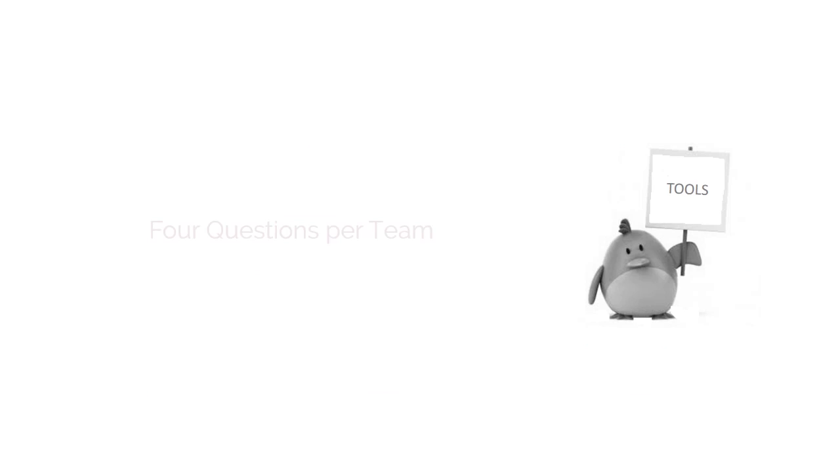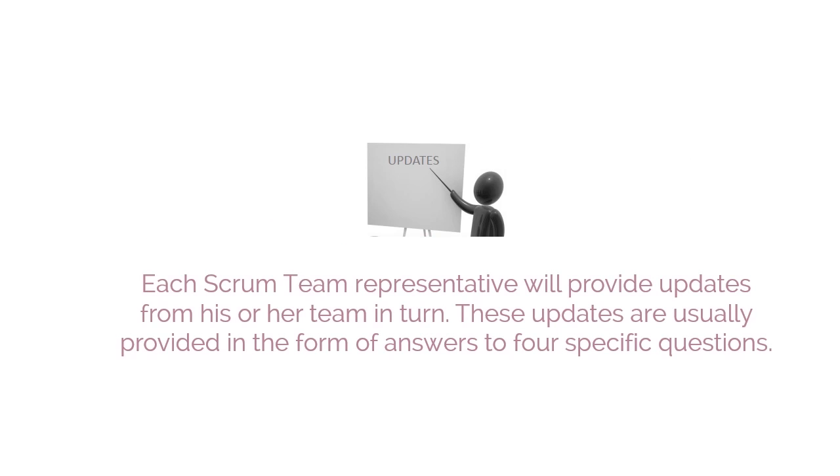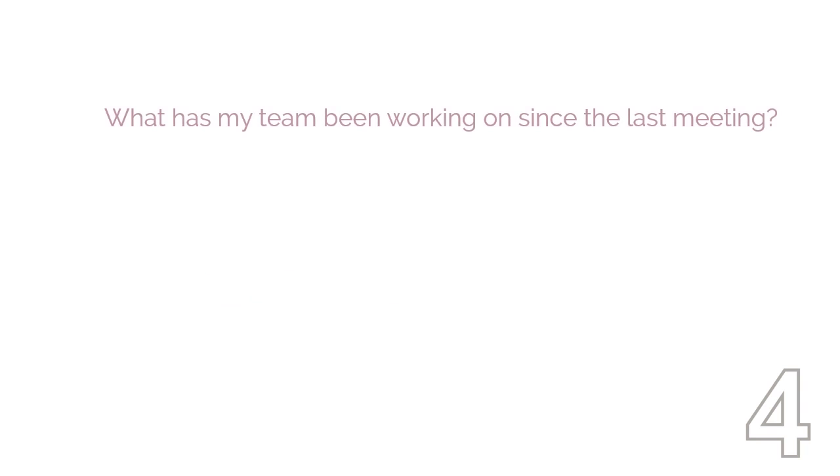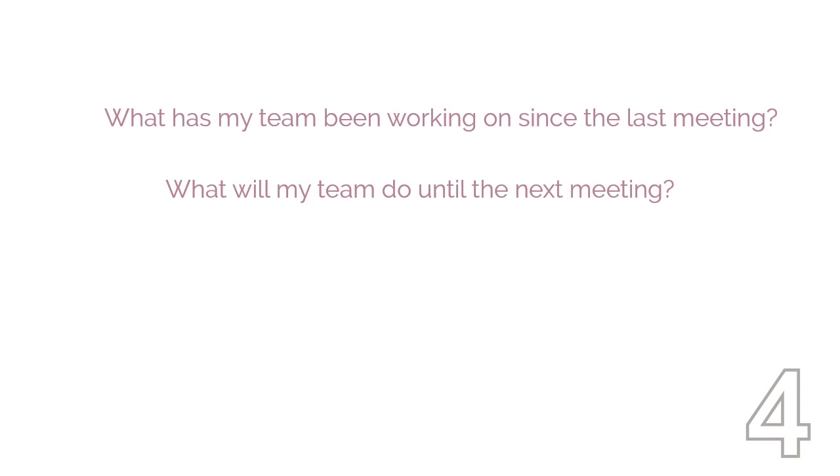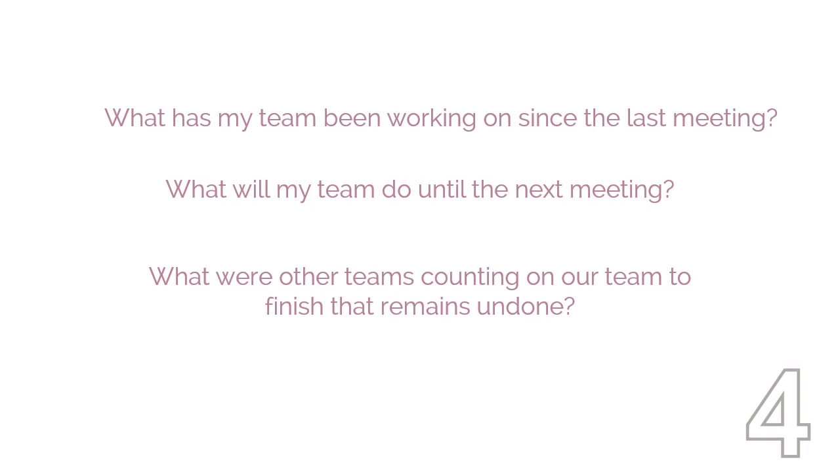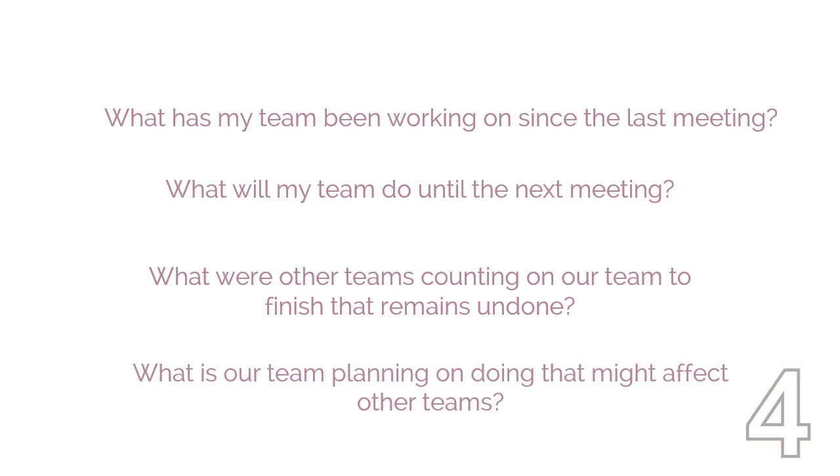The next tool being used is the set of 4 questions per team. In this, each Scrum team representative will provide updates for his or her team in turn. These updates are usually provided in the form of answers to 4 specific questions. 1. What has my team been working on since the last meeting? 2. What will my team do until the next meeting? 3. What were other teams counting on our team to finish that remains undone? And 4. What is our team planning on doing that might affect other teams?